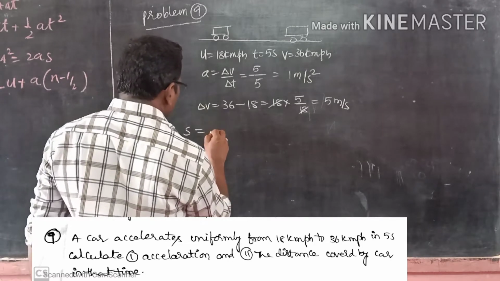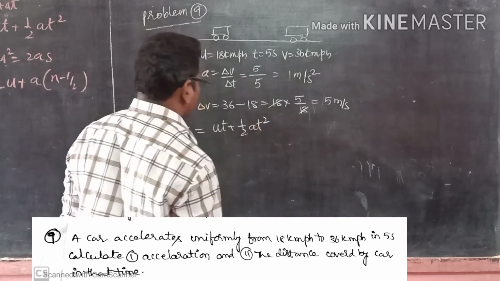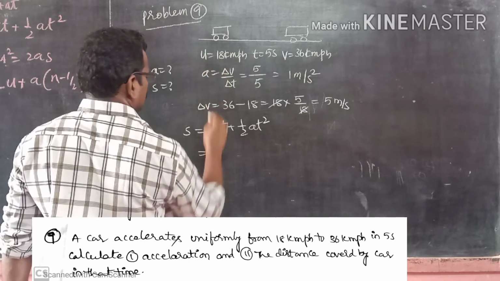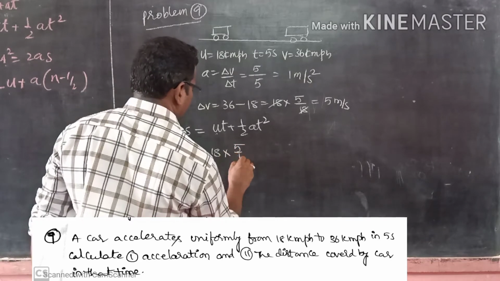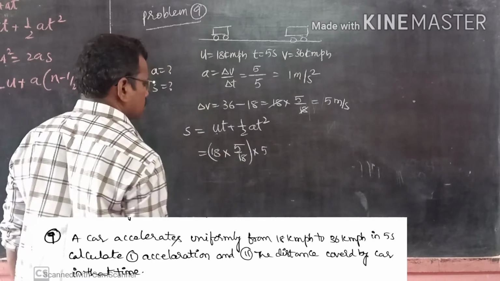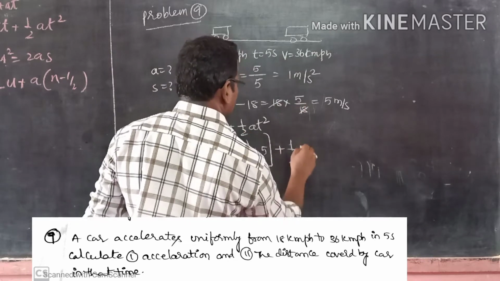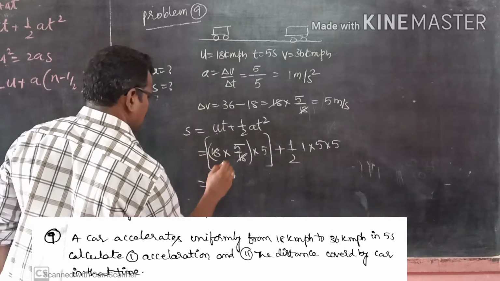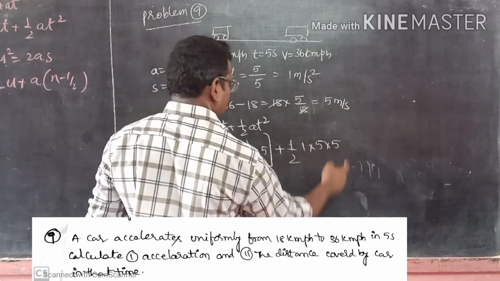s is equal to ut plus half at square. That also we can apply. No problem here. What is the initial velocity u? That is 18 kmph into 5 by 18. This is u into time, that is 5, plus half. How much acceleration? 1, times 5 into 5. 18 cancel. 5 into 5, that is 25, plus 5 is 25.